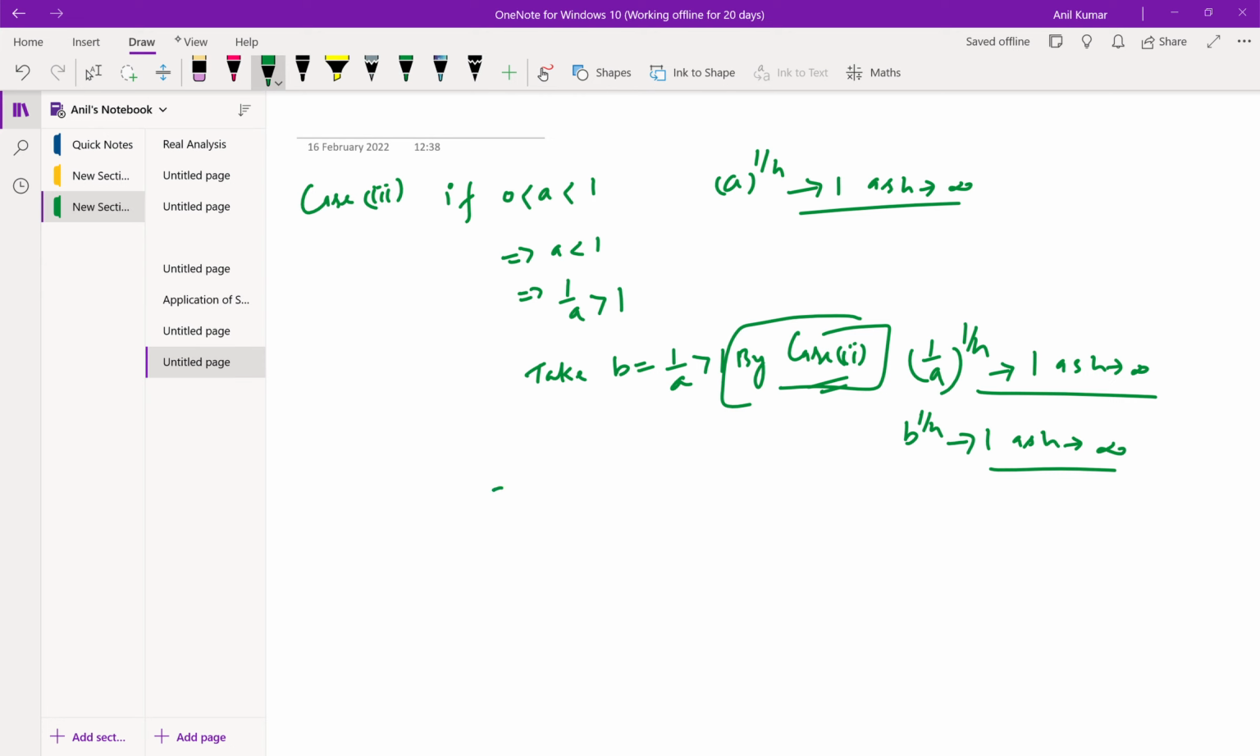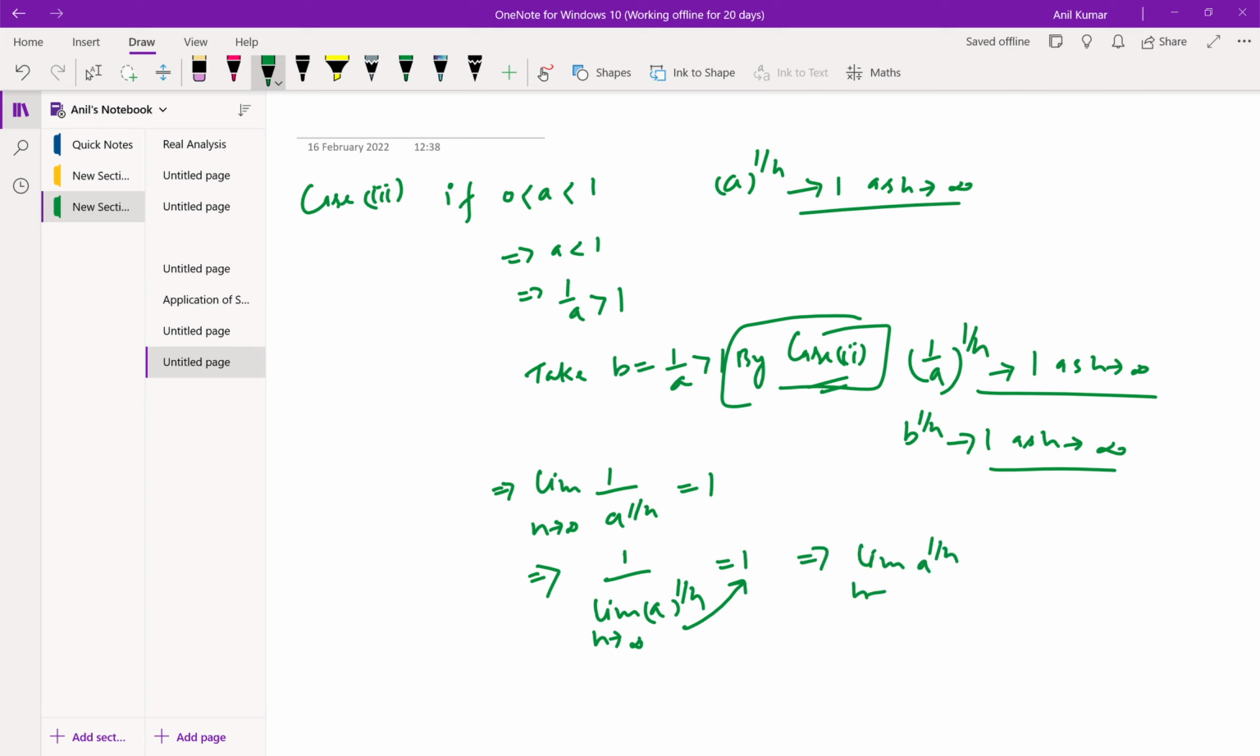So therefore limit of 1 by a raised to power 1 by n, this limit is 1 as n tends to infinity. So using the algebra of convergent sequences हम लिमिट को ऊपर नीचे डिस्ट्रीब्यूट कर सकते हैं, so limit of 1 is 1, so 1 by और नीचे by limit of a raised to power 1 by n, ठीक है, using the algebra of convergent sequences, so इस लिमिट को इस तरफ ले जाओ, so we will have limit of a raised to power 1 by n as n approaches infinity, this is 1.